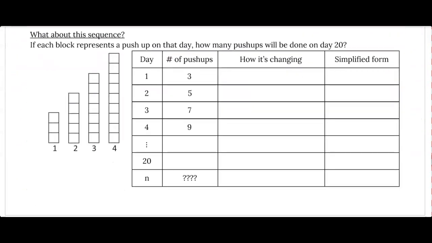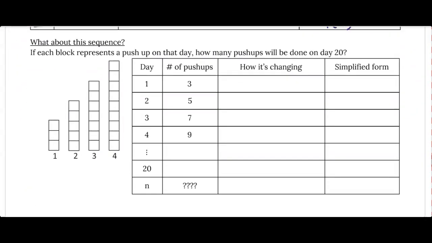Now let's look at this example. So let's do this one here. Each block is going to represent a push-up on that day. How many push-ups will be done on day 20? So we found day 1, there were 3 push-ups. Day 2, there were 5. Day 3, there were 7. And day 4, there were 9. So we found pretty quickly that we were adding 2 push-ups each time. But now instead of starting at 0, we're starting at 1. We're starting on day 1.